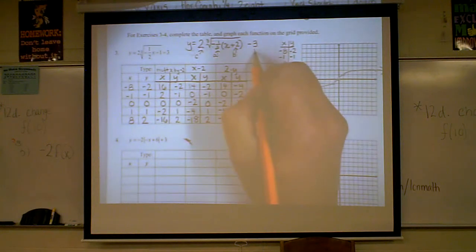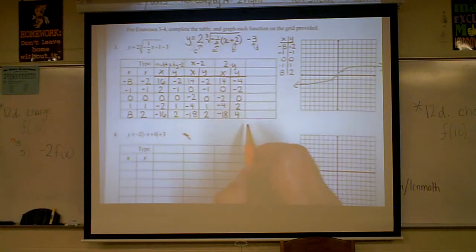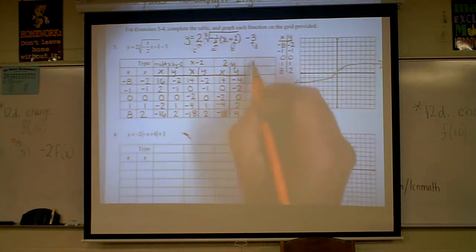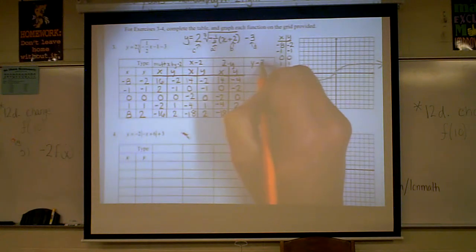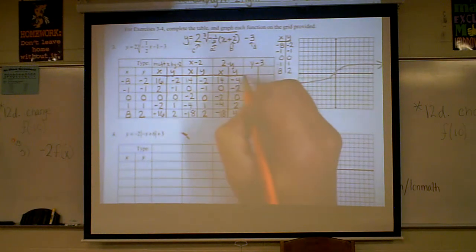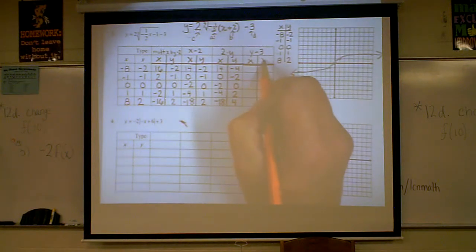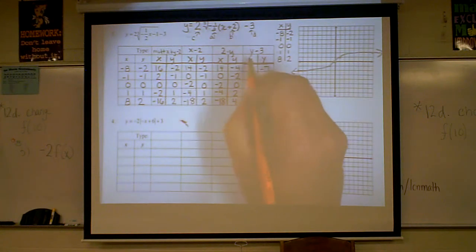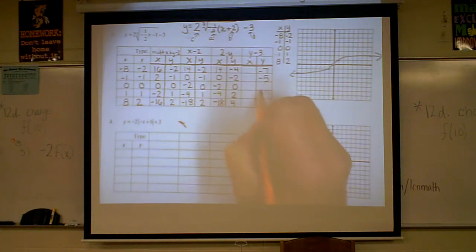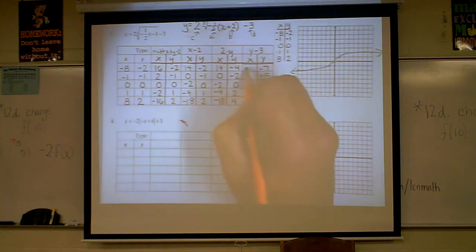And the last thing we're going to do is D. This is going to shift your graph 3 units down. So what we do is take the y values and we're going to subtract 3. So if we subtract 3, negative 4 minus 3 is negative 7, negative 2 minus 3 is negative 5, 0 minus 3 is negative 3, 2 minus 3 is negative 1, and 4 minus 3 is 1. You're going to keep the x values the same.